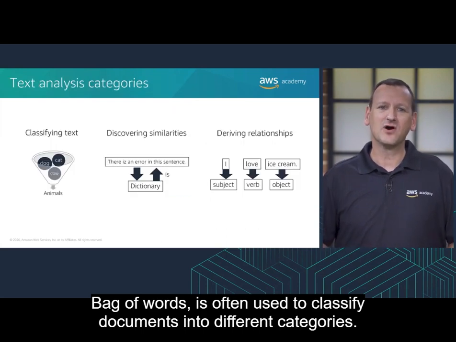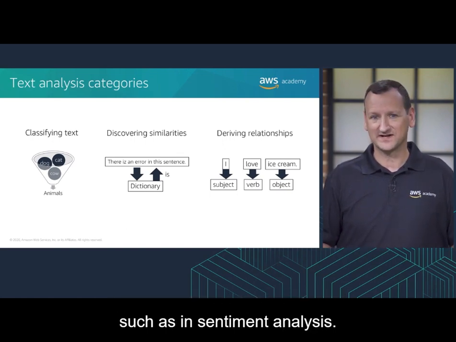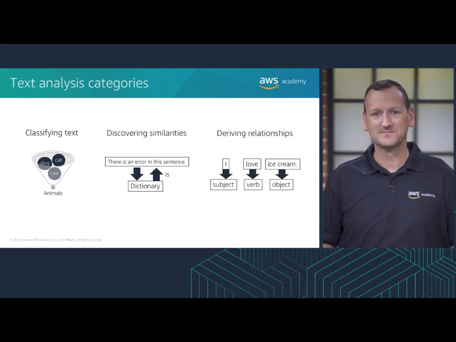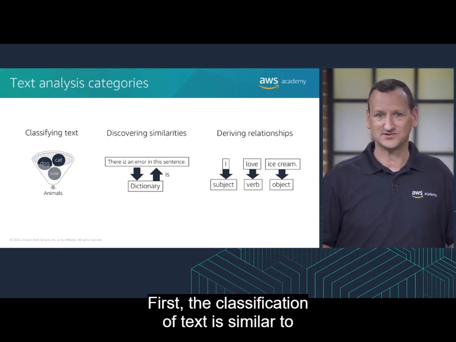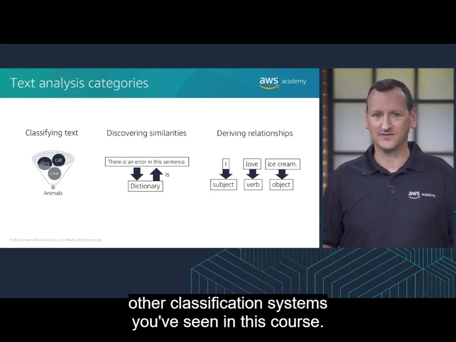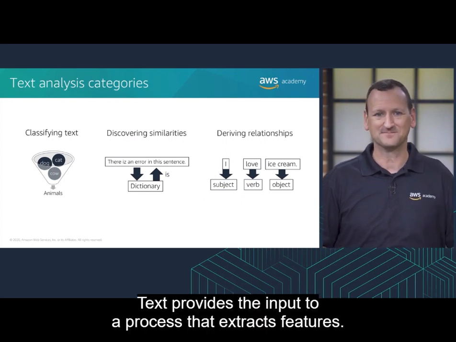There are 3 broad categories of text analysis. First, the classification of text is similar to other classification systems you've seen in this course. Text provides the input to a process that extracts features. Then you send the features through a machine learning algorithm that interacts with a classifier model and infers the classification.